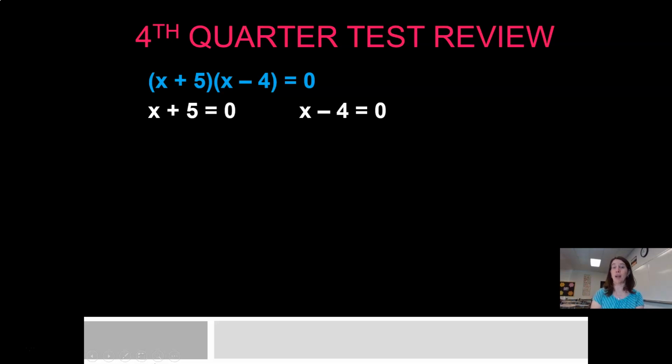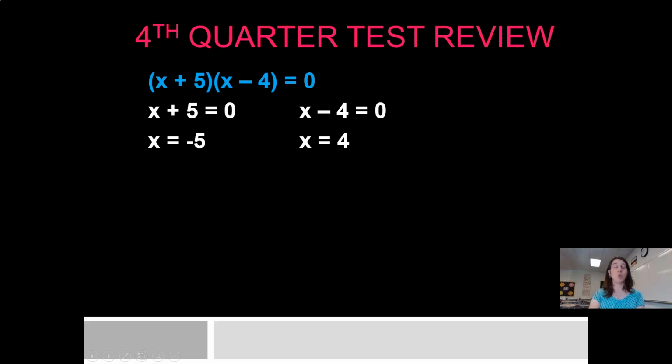Well, that's the question that we're going to write. We're going to take the first parenthesis, which is x plus 5, that could be equal to 0, or we're going to take the second parenthesis, the x minus 4, that could be where the 0 is sitting as well. The first equation, to get the x by itself, we'll subtract 5, so 0 minus 5 is negative 5. The second equation will add 4, so 0 plus 4 is 4, and we have two different answers for x because we have two parentheses on the question.